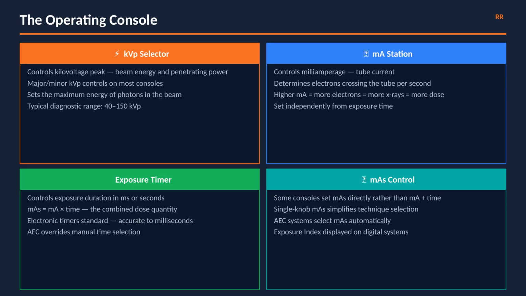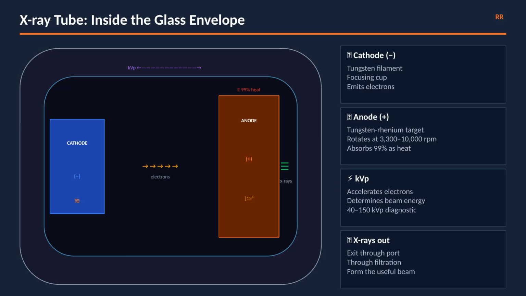On digital systems, the console also displays the exposure index after every exposure. That number tells you how much radiation reached the detector. Monitor it on every case. Let's walk through the tube.